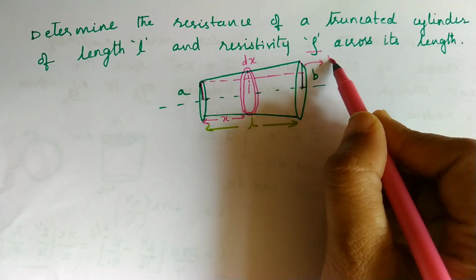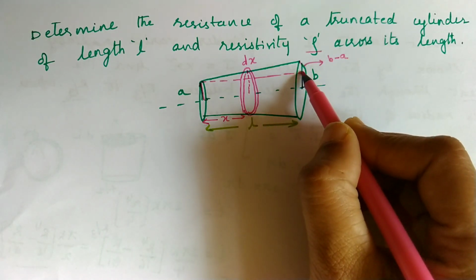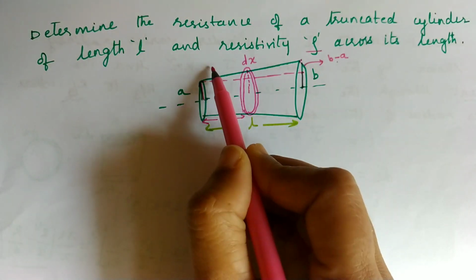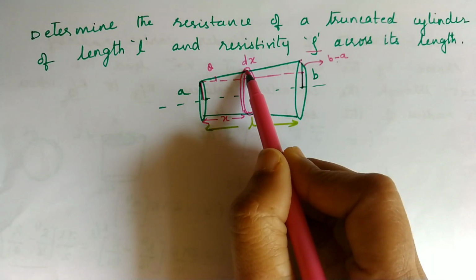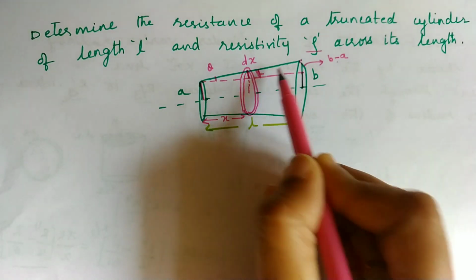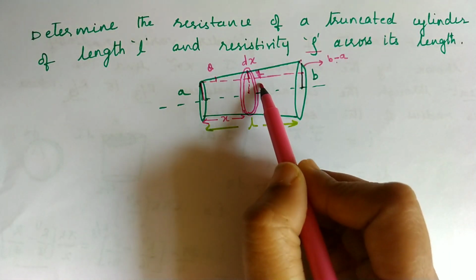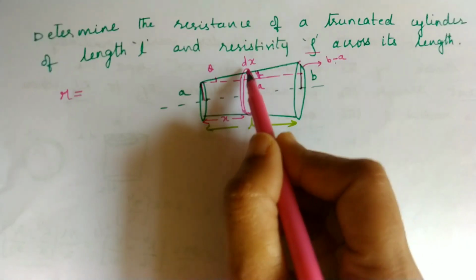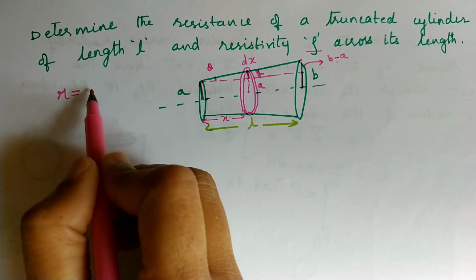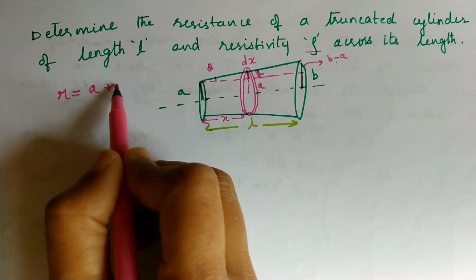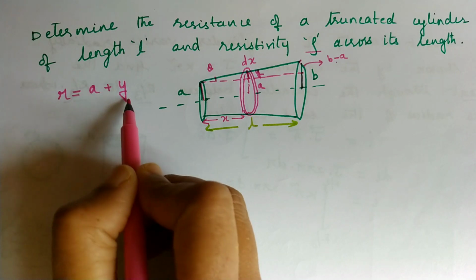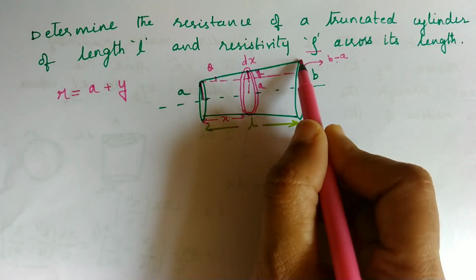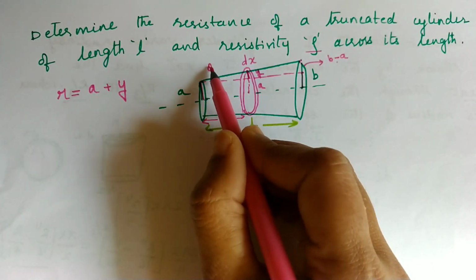What is the remaining distance? b minus a. See, from here to here, the distance will be b minus a. I'll call this angle theta, and this vertical distance I'll take as y. The remaining distance was a. Now tell me, what is the radius of that pink disc we have taken? Is it a plus y? We do not know the value of y. To get the value of y, look at this triangle with an angle theta.